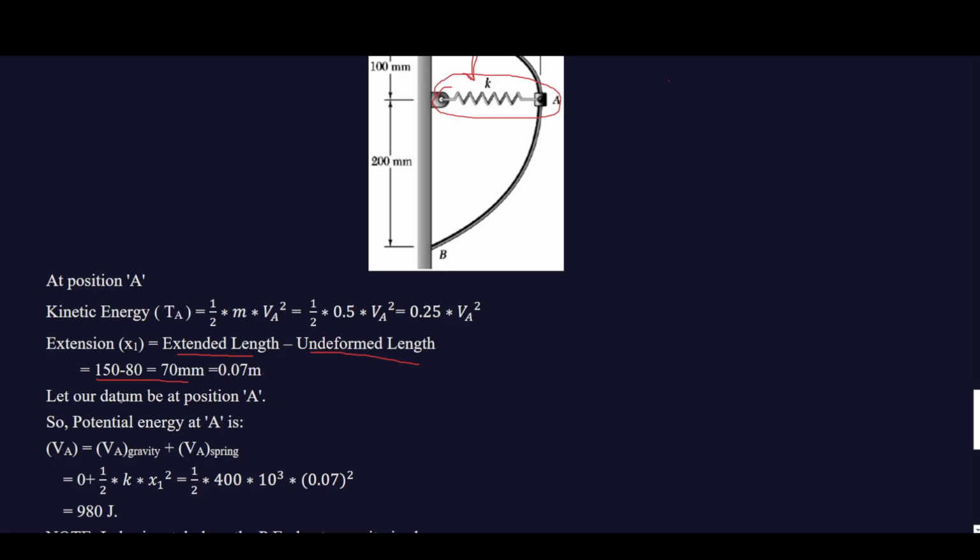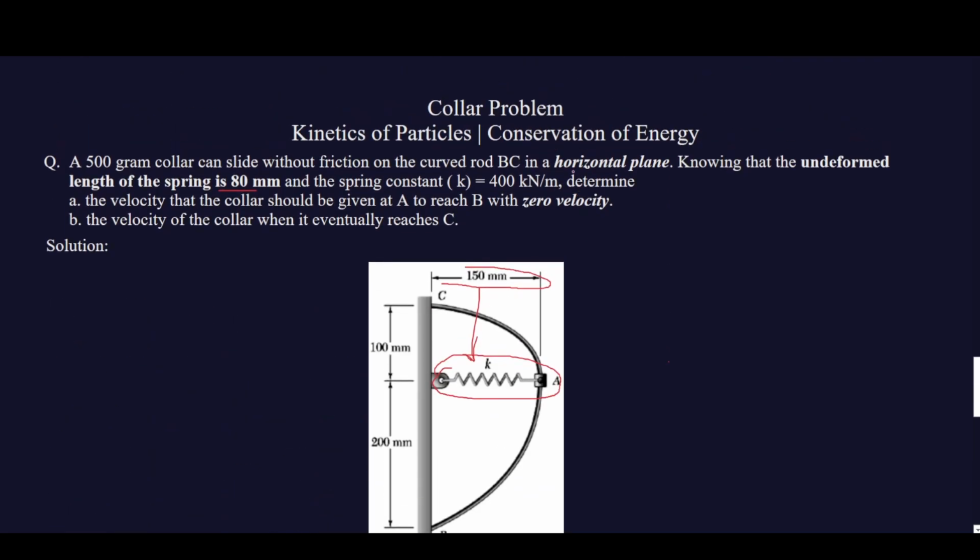Let our datum, the reference point, be at position A. The potential energy at A is the sum of the potential energy due to gravity and the potential energy due to the spring. But the potential energy due to gravity at position A is 0. Why? Because the collar is sliding in the horizontal plane, not in the vertical plane.